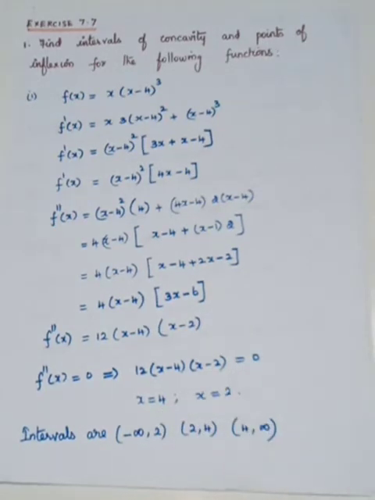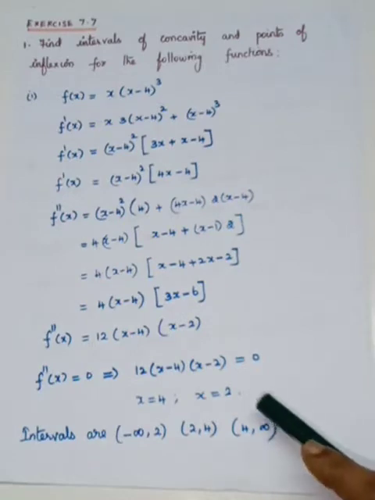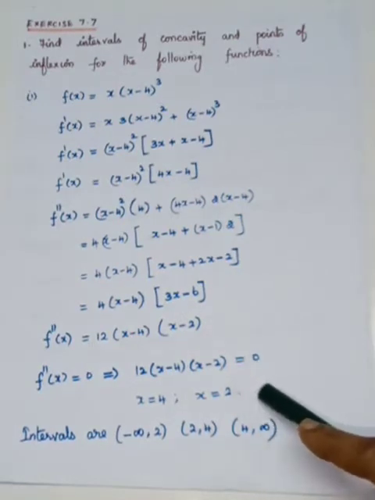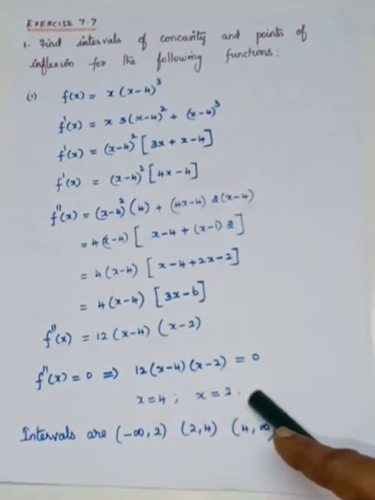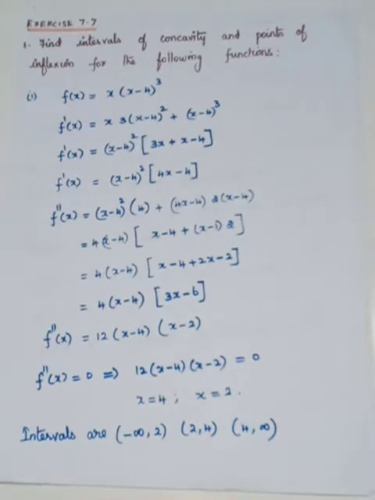So see the first step, first derivative. Second step, f double dash of x, that is, the second derivative you have to find. The third step, second derivative is equal to 0. When you equate to 0, you will get some points. The fourth step, using the points, arrange them in ascending order, and you have to write the interval starting from minus infinity to plus infinity.